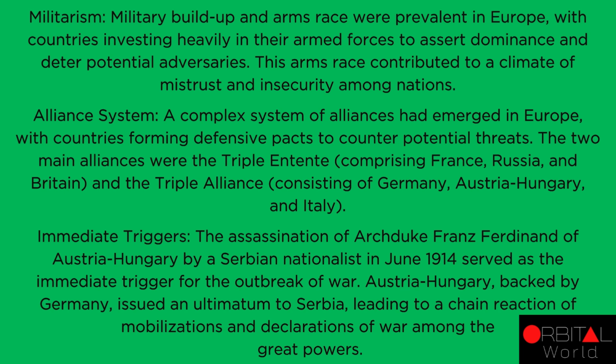Alliance system. A complex system of alliances had emerged in Europe, with countries forming defensive pacts to counter potential threats. The two main alliances were the Triple Entente, comprising France, Russia, and Britain, and the Triple Alliance, consisting of Germany, Austria-Hungary, and Italy. Immediate triggers. The assassination of Archduke Franz Ferdinand of Austria-Hungary by a Serbian nationalist in June 1914 served as the immediate trigger for the outbreak of war. Austria-Hungary, backed by Germany, issued an ultimatum to Serbia, leading to a chain reaction of mobilizations and declarations of war among the great powers.